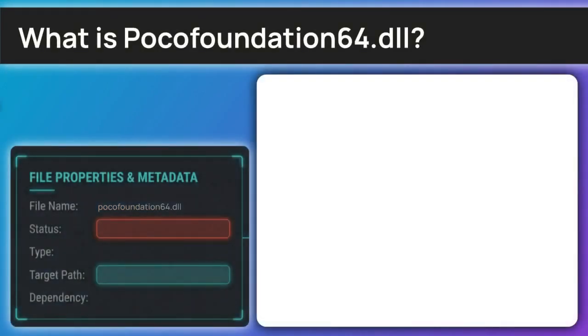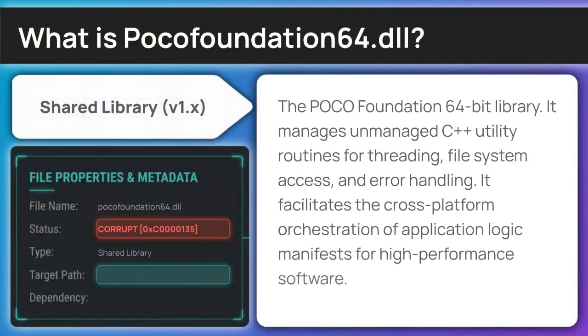This is the POCO Foundation 64, the POCO Foundation 64-bit library. It manages unmanaged C++ utility routines for threading, file system access, and error handling. It facilitates the cross-platform orchestration of application logic manifests for high-performance software. Enough of the technical side. Let's get these files back onto your system.